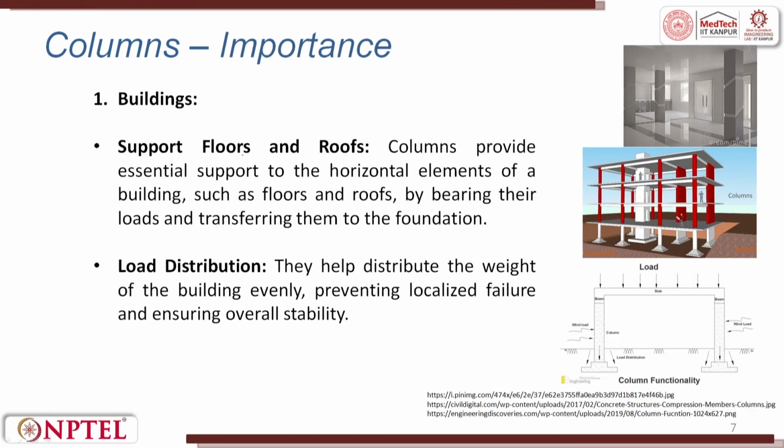In buildings, support of floor and roof is done by columns. Columns provide the essential support; the red ones are all columns. The columns provide essential support to the horizontal elements. This flat is a horizontal element. Horizontal elements of the building such as floor and roof are supported by bearing their load and transferring them to the foundation. In load distribution, they help in distributing the weight of the building evenly towards the foundation, preventing a localized failure and ensuring overall stability.